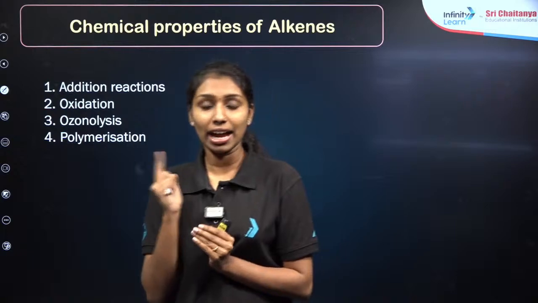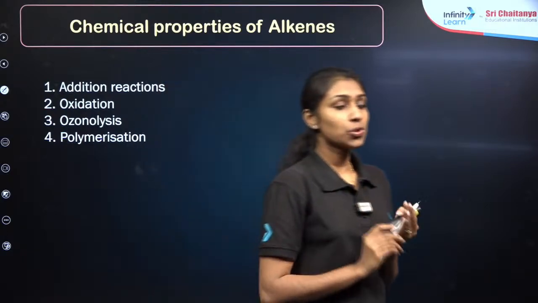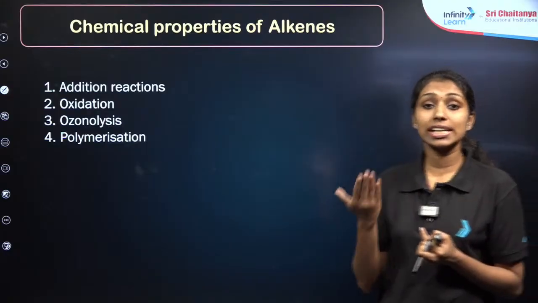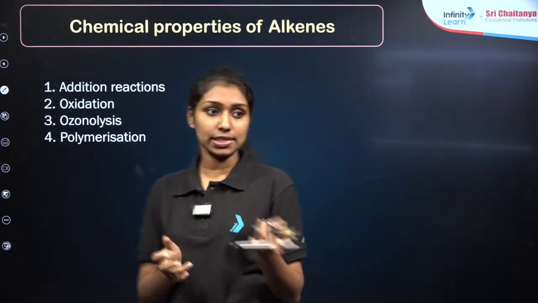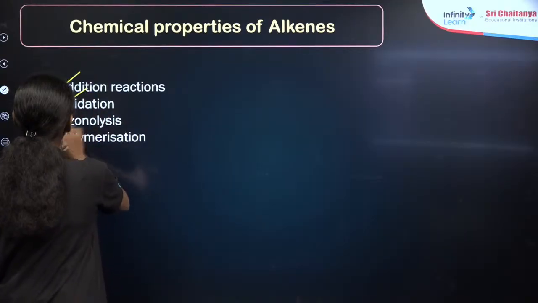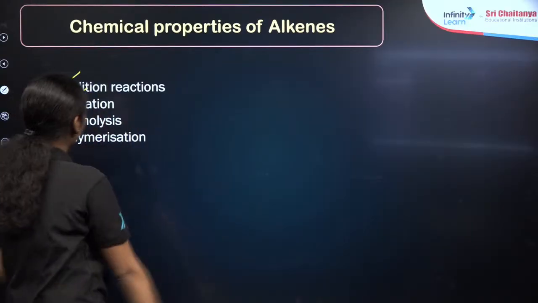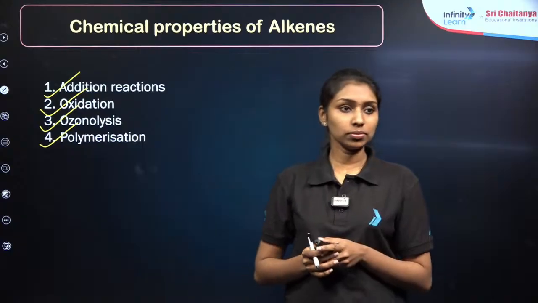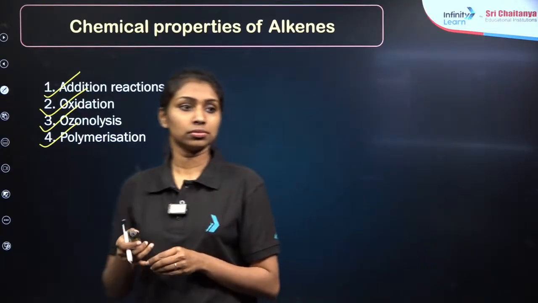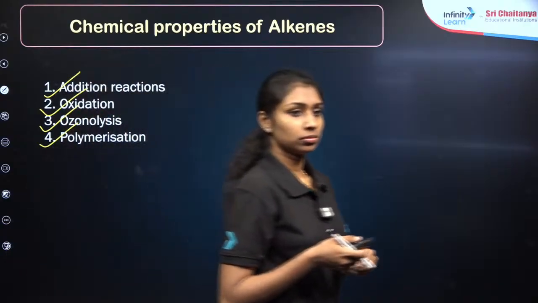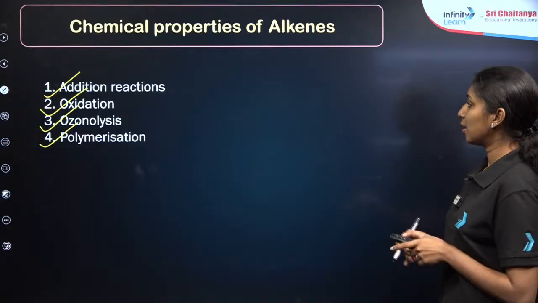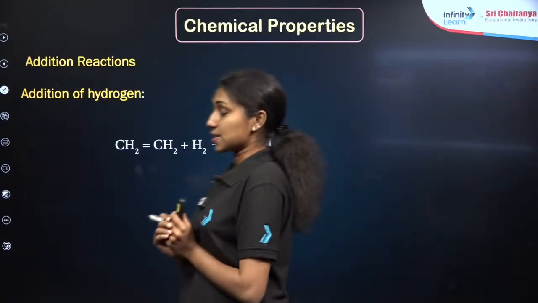I hope everyone has an idea about electrophiles and nucleophiles. So electrophilic addition reactions happen in the case of alkenes. We need to study the different types of addition reactions in alkenes. Starting from addition, we will move to oxidation, ozonolysis and, last, polymerization. Okay, let us start with the addition reactions.